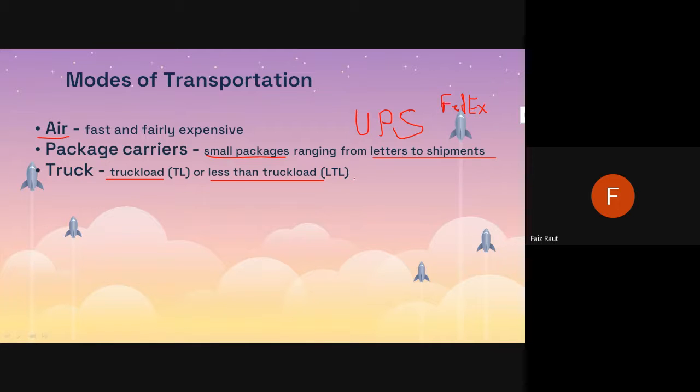If I'm sending 10 people, the cost per person will be high. If I'm sending 20 people, the cost per person will be low. If I'm sending 30 or 40 people, the cost per person will go on reducing. If there are 50 seats in the bus and I'm sending all 50 people, then I'm having a full capacity. In a truck, it is called the truckload. The entire capacity I'm utilizing.